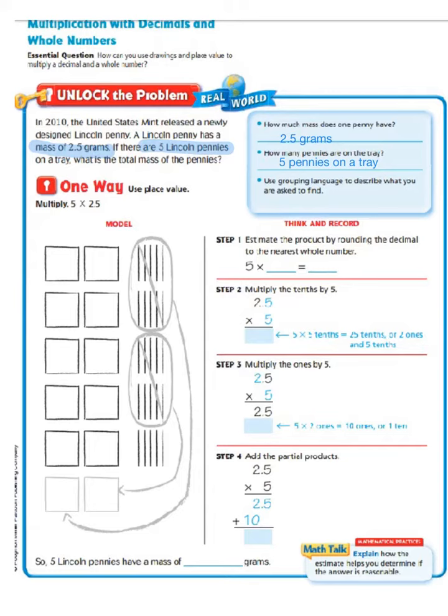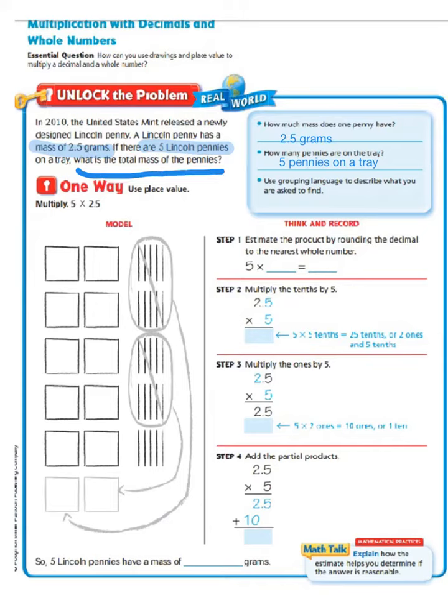So far we've learned that each penny has a mass of 2.5 grams and that there are going to be 5 pennies on a tray. The last thing that we do with the word problem is we figure out what it is exactly it's asking us. So we look back at the question. What is the total mass of the pennies? So let's underline that so we remember what our question is.